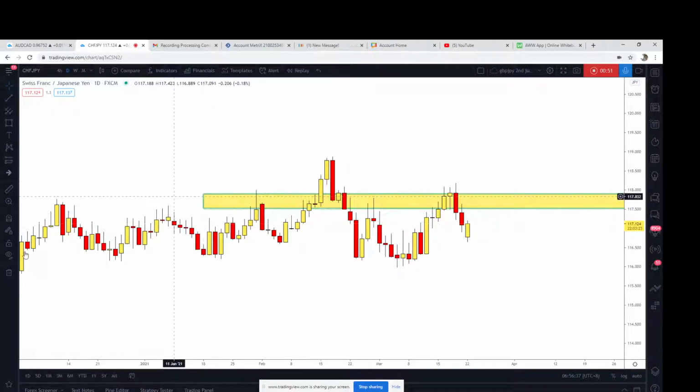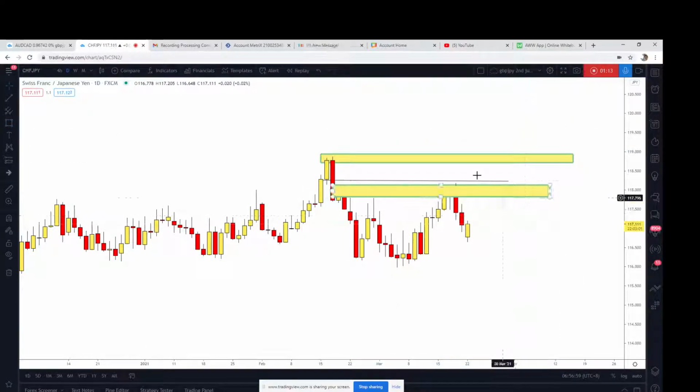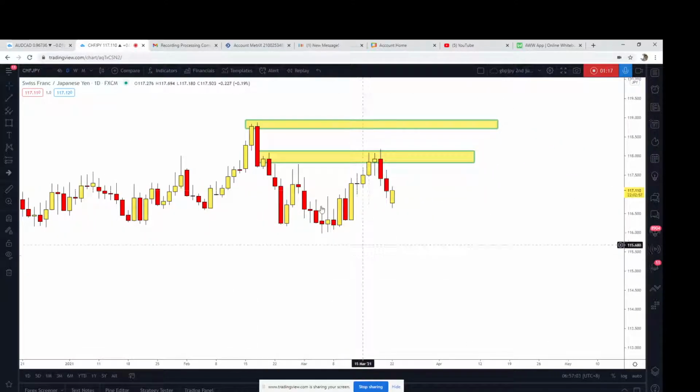Rally base drop here. I want to take this out of the way. Rally base drop here, and then drop base drop. So this is the supply zone. Drop base drop, so another top supply zone. The main supply zone is actually around here. Okay, so price reacted to the supply zone and then made another drop in the daily.